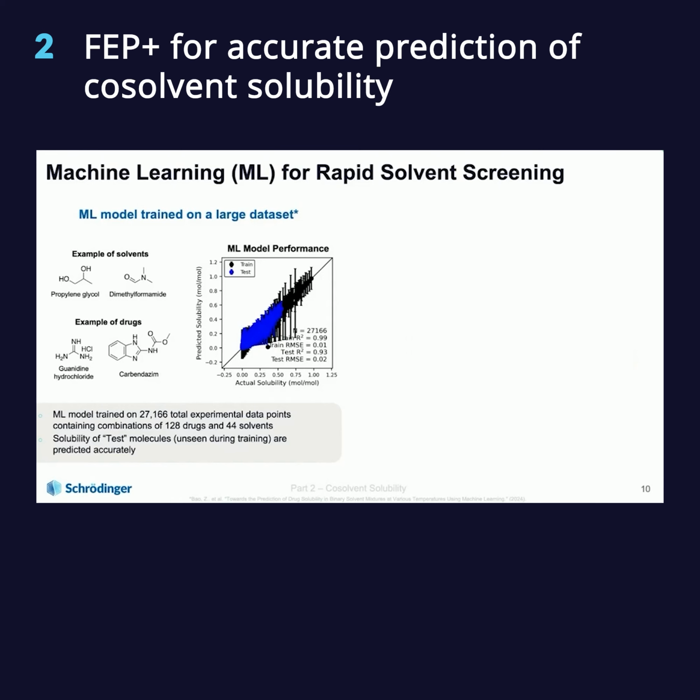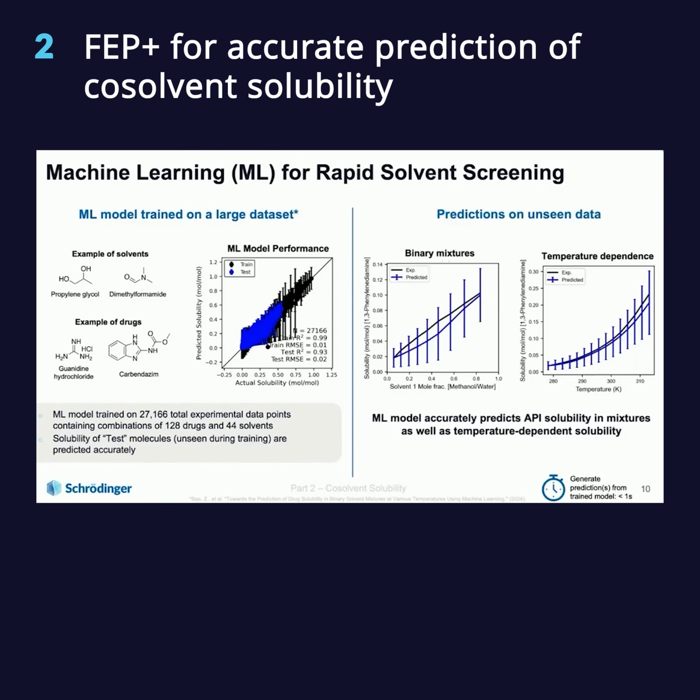And you can see that the test set, the set of data that's withheld from the model while it's being trained, is relatively well predicted. So you have a test R-squared of 0.93. So these tests on the unseen data are giving good results, even for binary mixtures and for temperature dependence, both really instrumental to this cosolvent selection process.